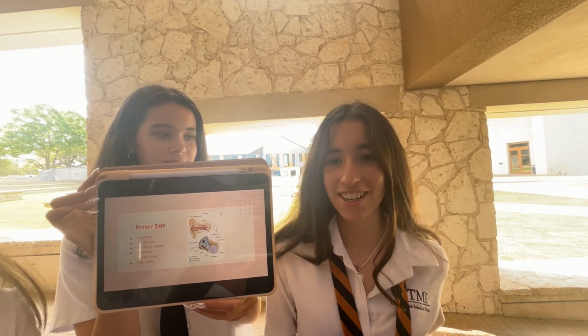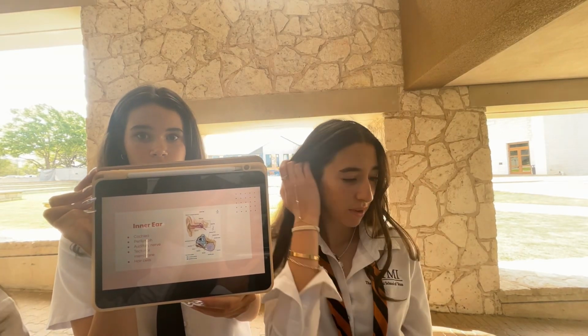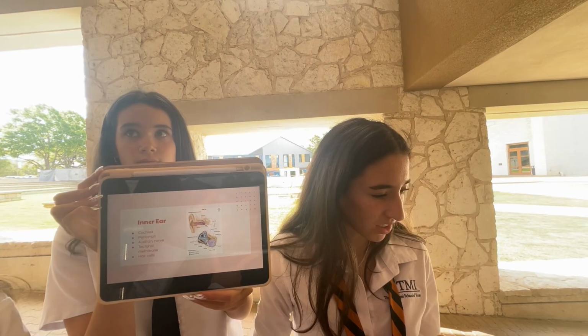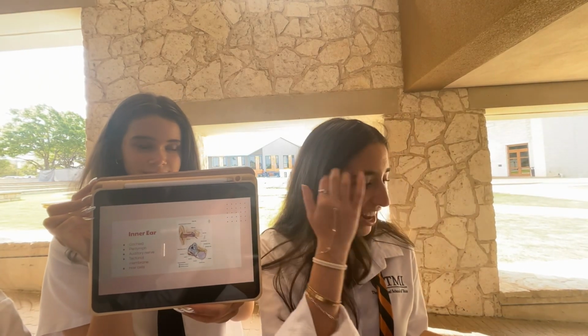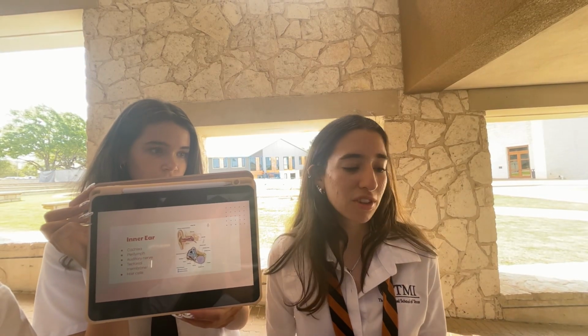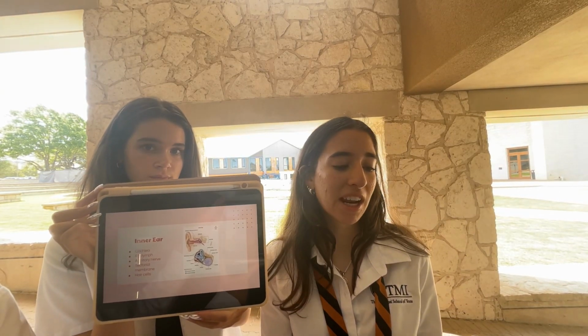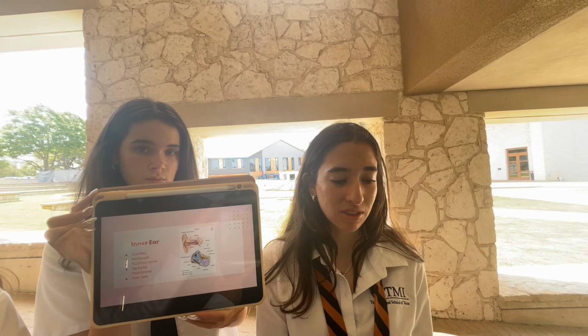And now moving on into the inner ear. First we have the cochlea, and that is a spiral-shaped fluid-filled structure responsible for converting mechanical vibrations into neural signals.